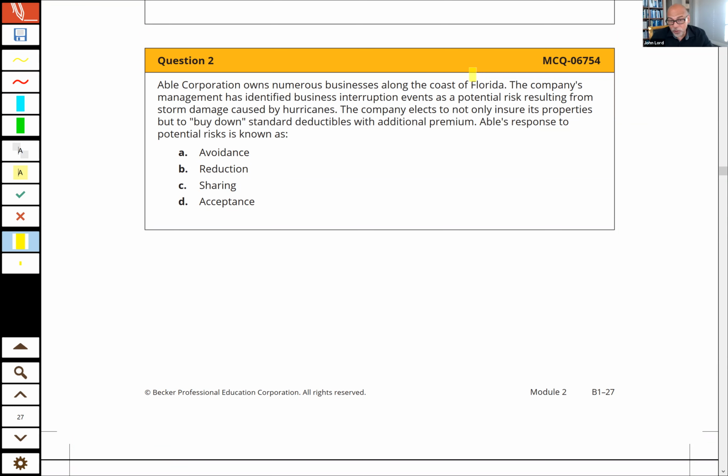I guess it has to do with your risk appetite, right? The company elects not only to insure its properties, but to buy down standard deductibles with an additional premium. So I pay a higher premium. Instead of my deductible being $10,000, my deductible is $5,000. Okay. Able's response to potential risk is known as, and they want us to line up the action with these strategies, but I'm going to pretend like there's a drop down that talks about each one of these. Okay, so avoidance would be what?